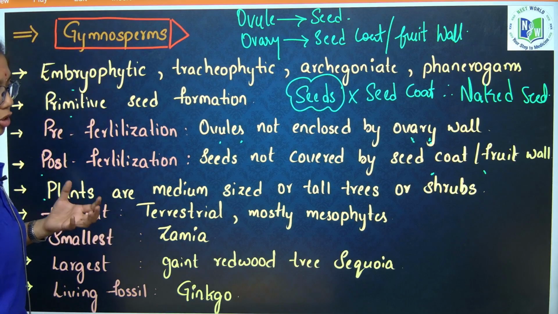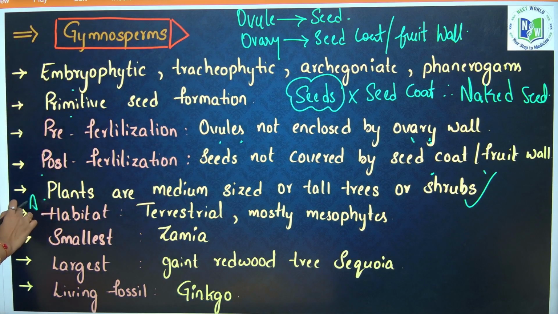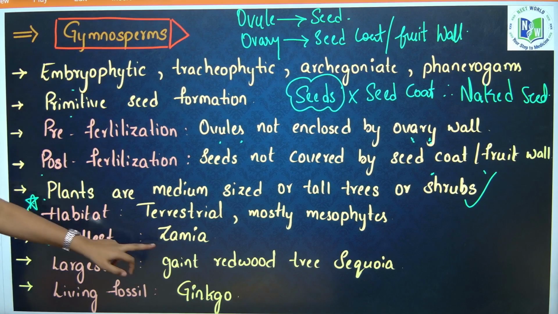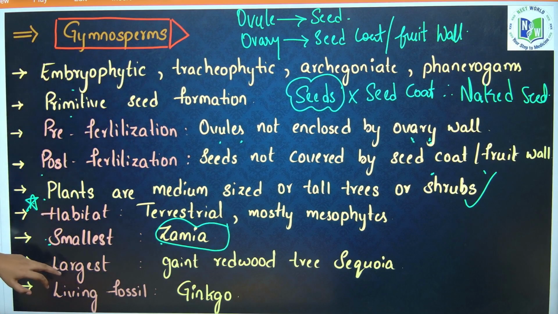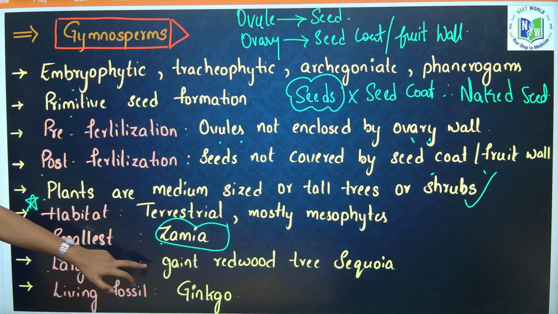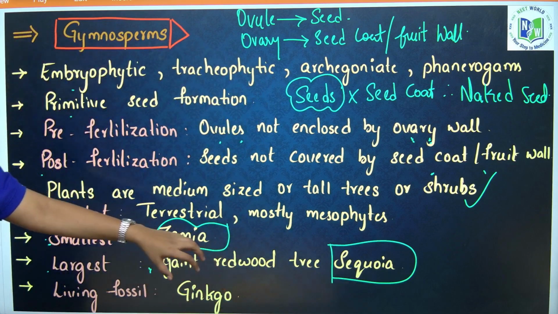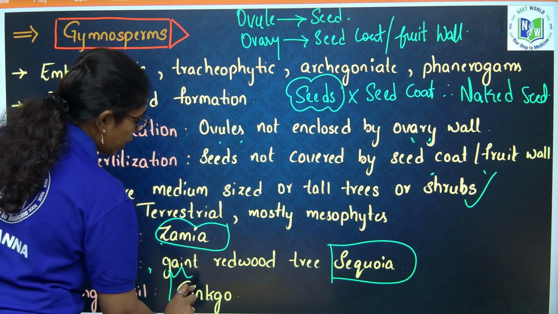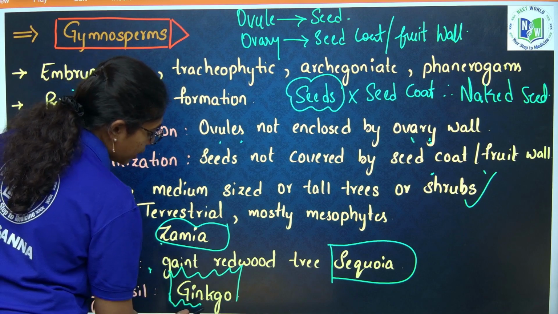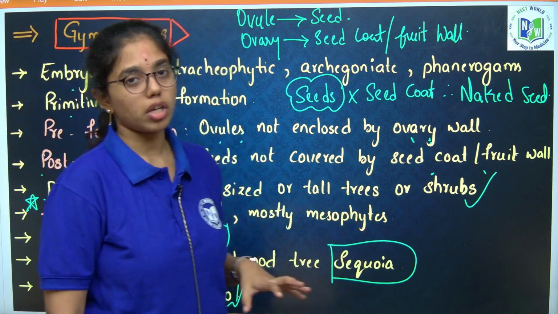Plants are medium sized to tall trees or shrubs, and certain important characters you need to remember: the smallest plant is Zamia from Gymnosperms. The largest plant is the giant redwood tree, that is Sequoia. And the living fossil from Gymnosperms is Ginkgo, which has fan shaped leaves. This acts as a living fossil.